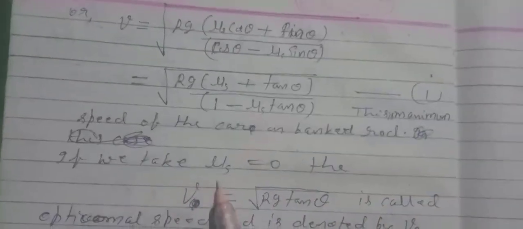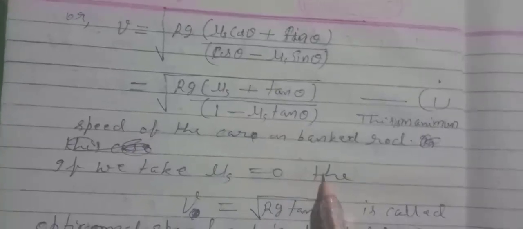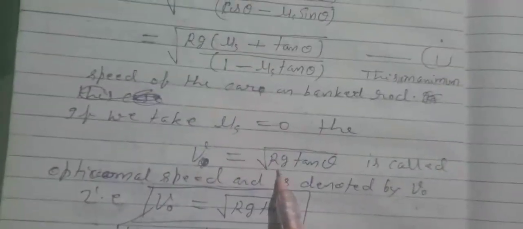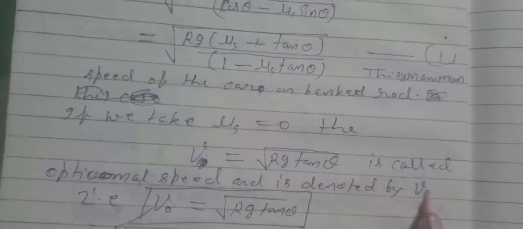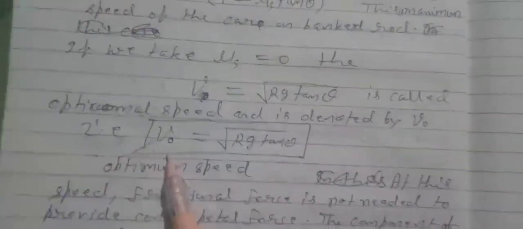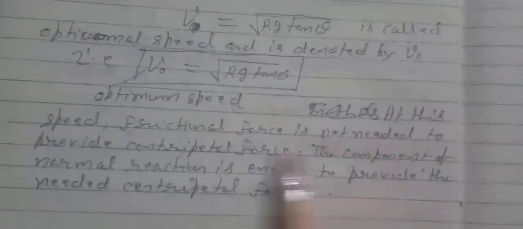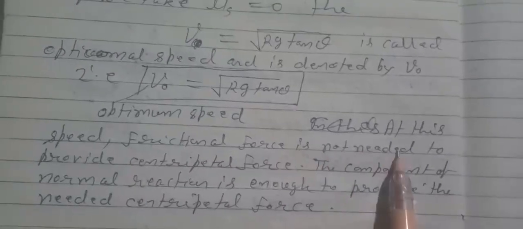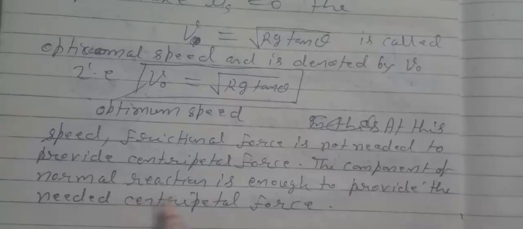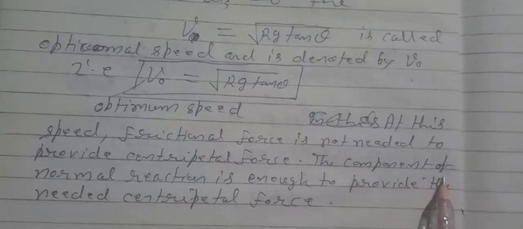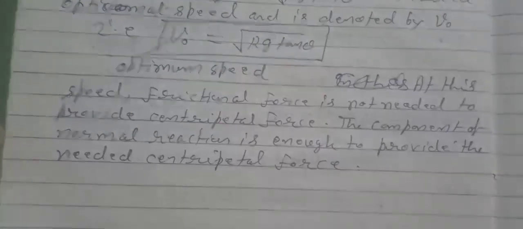Now if we take mu_s equal to 0, that is, the frictional force is not acting on the car, then we have v equals the square root of rg tan theta, which is called the optimal speed and is denoted by v_0. So the optimal speed v_0 equals the square root of rg tan theta. At this speed, the frictional force is not needed to provide the centripetal force. The component of the normal reaction is enough to provide the needed centripetal force.